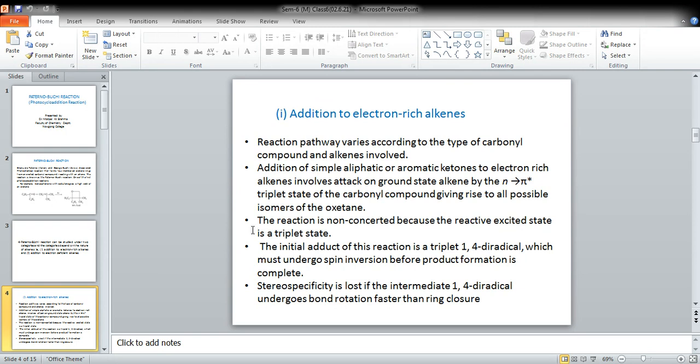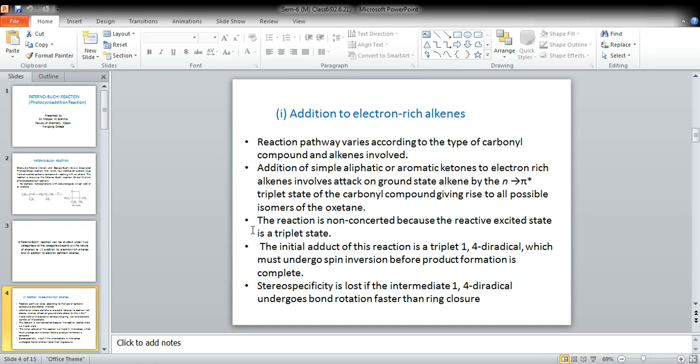Now see here, the reaction is non-concerted because the reactive excited state is a triplet state. Concerted reaction means a one-step process, and non-concerted means a more than one-step process. That means here, the excited state, that is the triplet state, is formed. That means an intermediate is formed. Therefore, it is a non-concerted reaction.